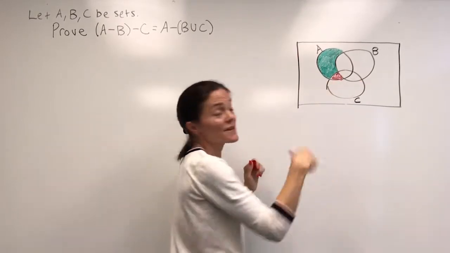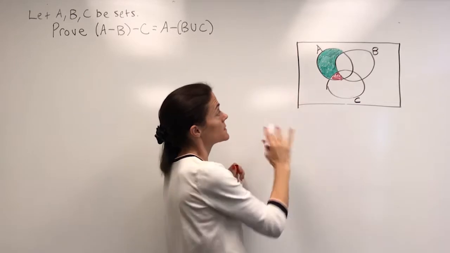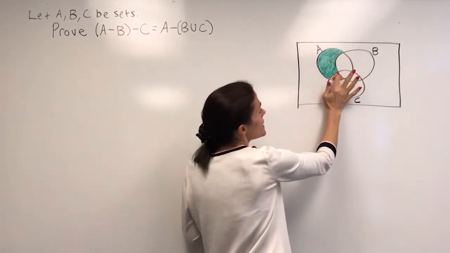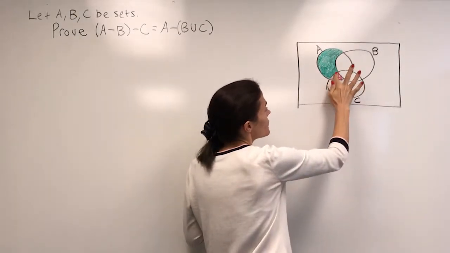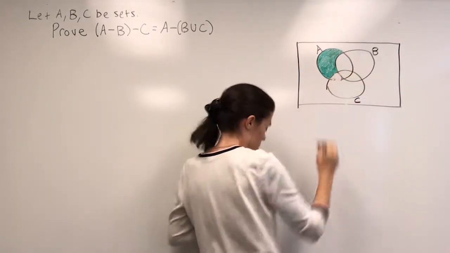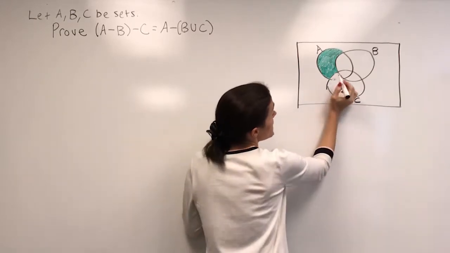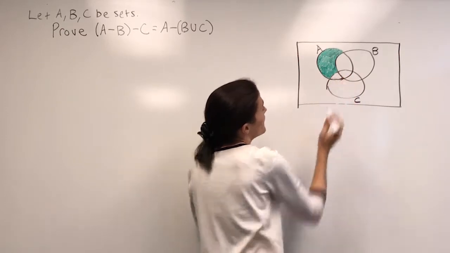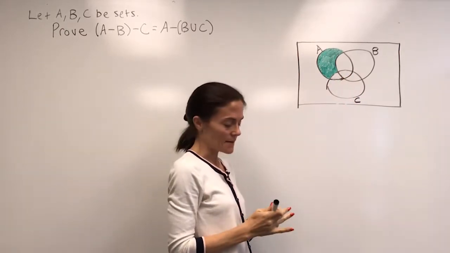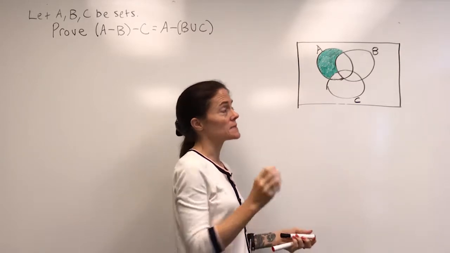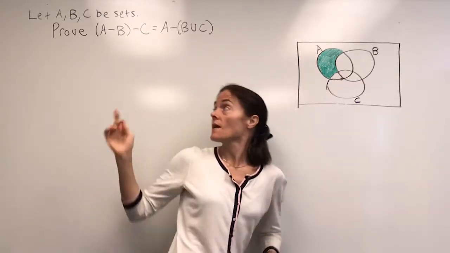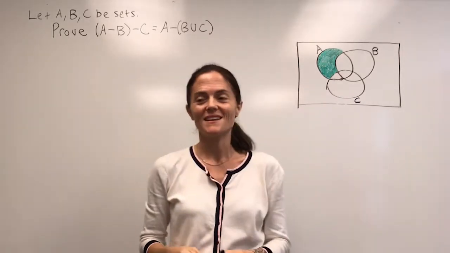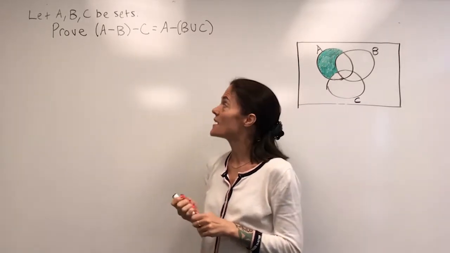Okay, everything in A minus B is the green and red shaded. Then you take everything in A minus B and you subtract off the elements that are in C, and we are left with exactly this green region. Okay, but the problem is not to illustrate this equality with a Venn diagram, it's to prove it using logic and set theory. So let's do that.